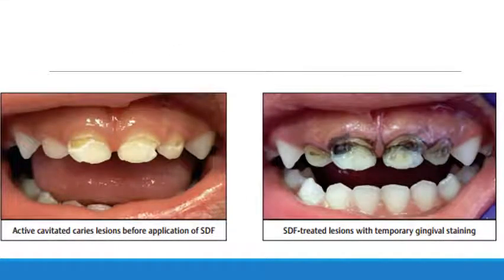So here's an example of how the silver diamine fluoride discolors the teeth. This is why it's really important that you give a disclaimer before you put this product on anybody's child or any adult, because most adults wouldn't want to be walking around like this, and they would be really upset with you if you put this on their teeth or their child's teeth without first explaining the benefits and the risks. So go watch that video.